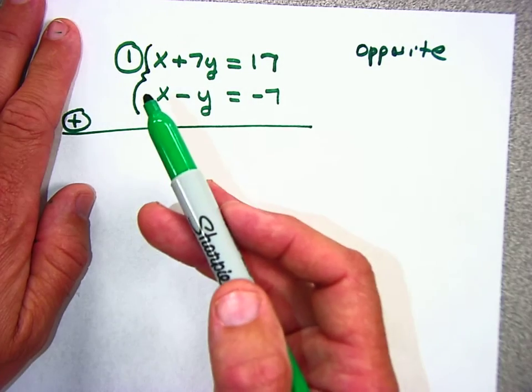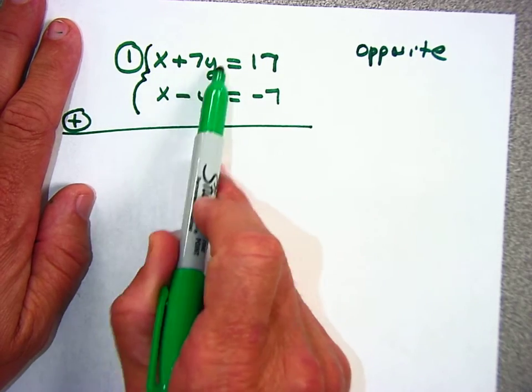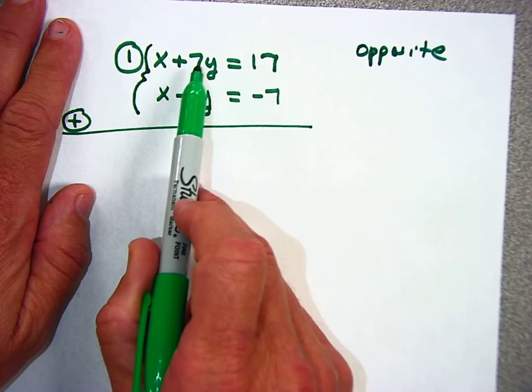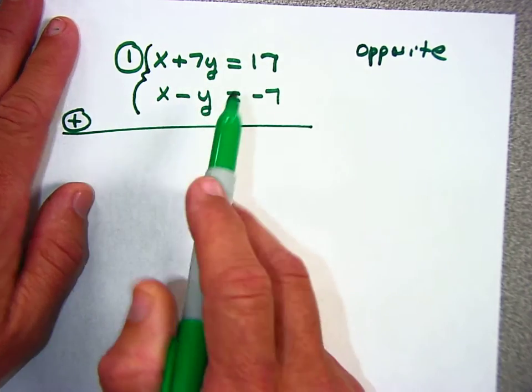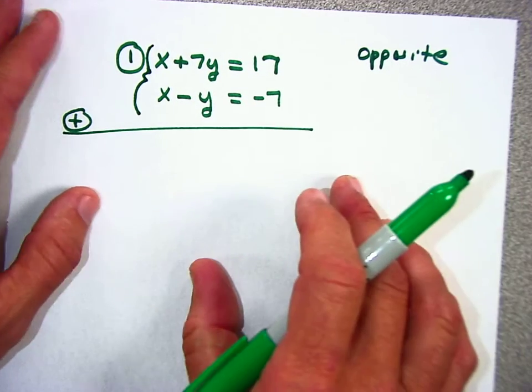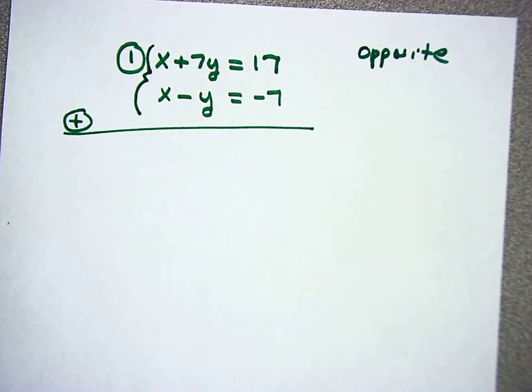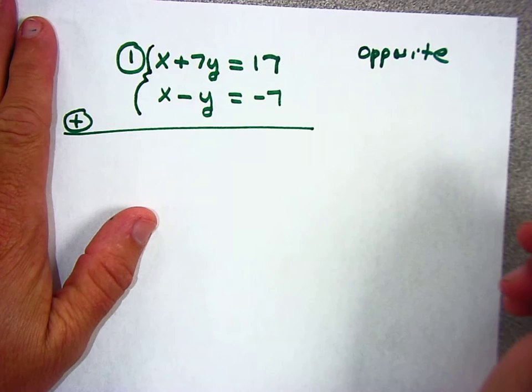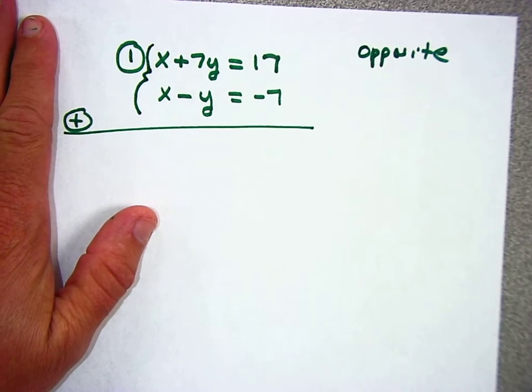Or see where you have 7y right here? You wish this was negative 7y, because when you take 7y and add it to negative 7y, they're going to cancel. The name of the game is to get the x or the y to cancel. What drives people crazy about this method is you could probably do it 4 different ways, depending on how creative you want to be.